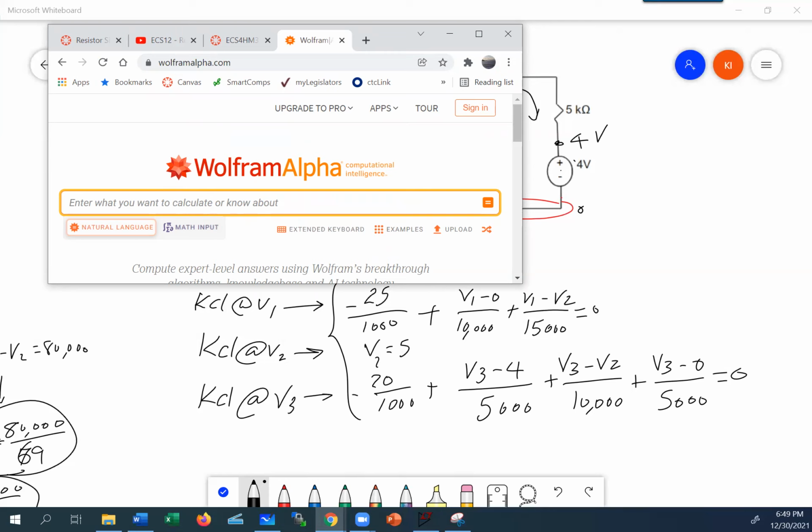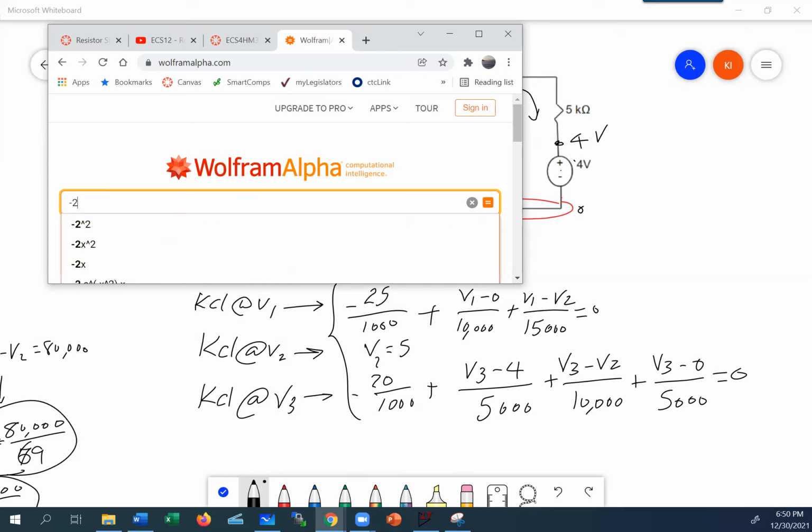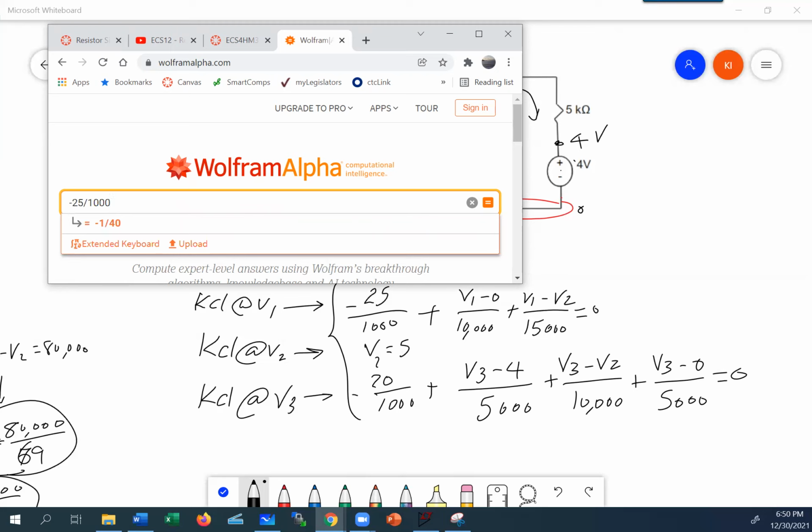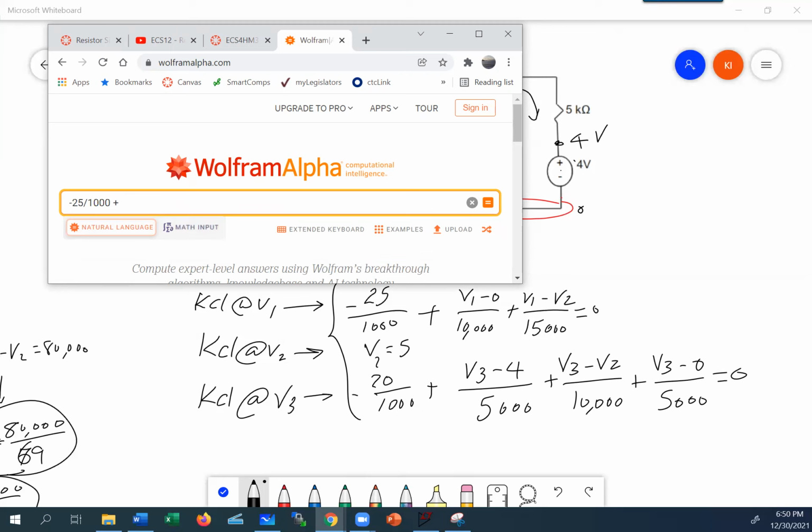The only problem it has, it doesn't like you naming variables V1 and V2. So what I'm going to do, I'm going to call my V1 A, V2 B, and V3 C. So that's how I'm going to get around the problem I have with Wolfram not liking variables named V1, V2, V3. So what I'll do is I'll just basically say minus 25 over 1,000. See what I'm doing? I'm just basically writing the equations I have.